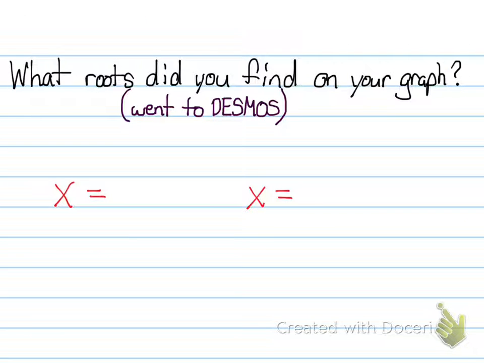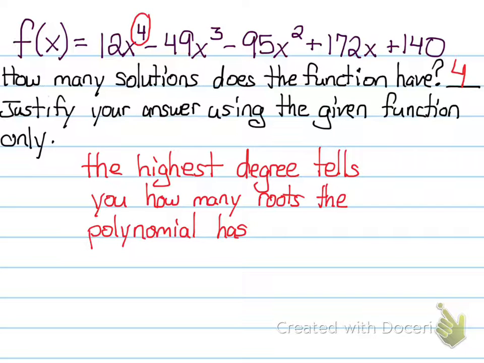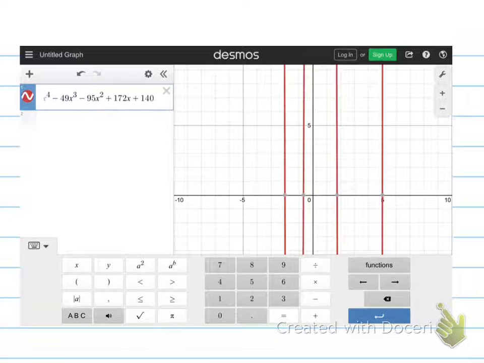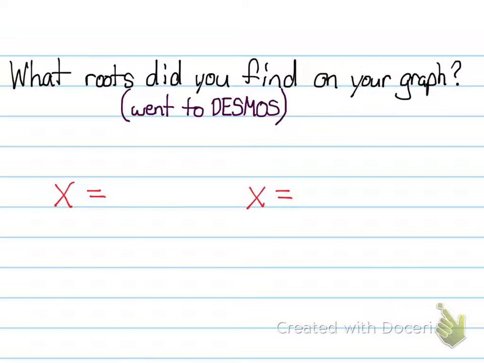What roots did you find on your graph? So this polynomial function, I'm going to type it in Desmos, as you can see right here. And then when I graph it, I look on my x-axis to see what roots I have. Some of them are not exact points, but as you can see, I have an exact point right here where x is -2. And I have another one right here where x is 5. So those are my 2 roots that I'm going to start off with, -2 and 5.